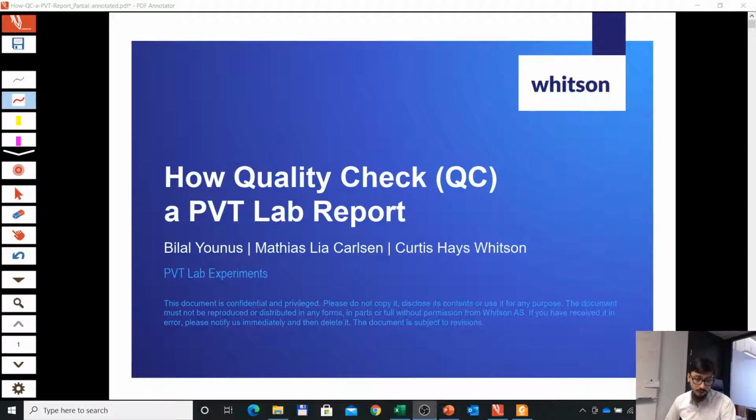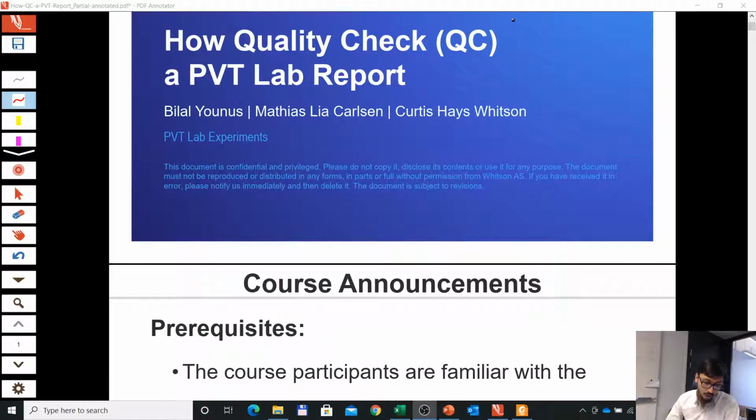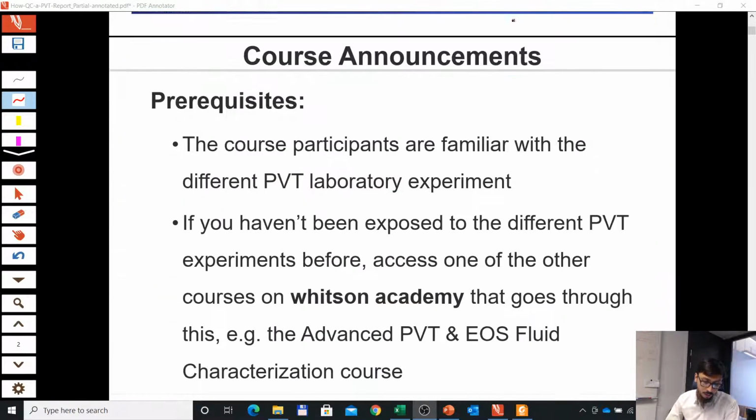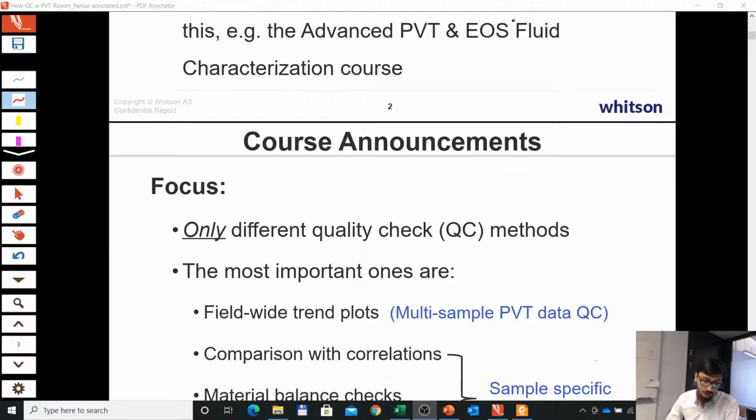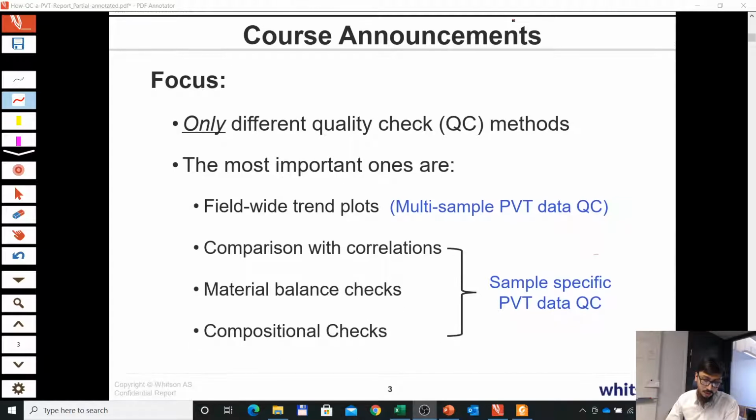I will be continuing this course on how to quality check the lab PVT report, like the data that's generally reported in the PVT report, including different experiments and compositions, for example. And Matthias Carlson, my friend, actually started the course initially and went through the introduction. He also mentioned very clearly that this course is mainly focused on doing the different quality checks and explaining the different methods and how you use those methods to actually do the quality check of the different types of PVT data in the PVT report.